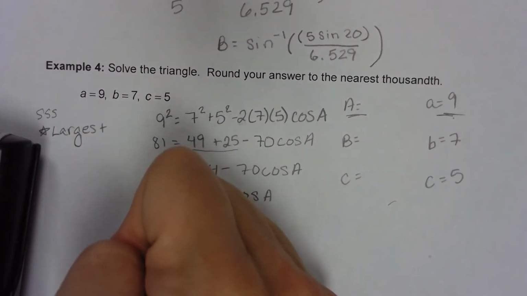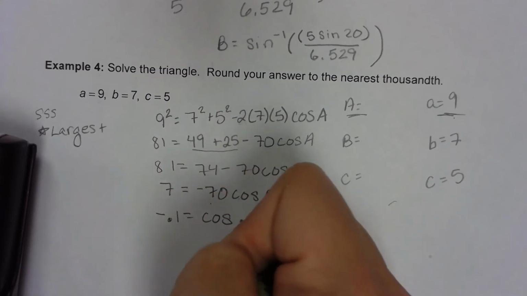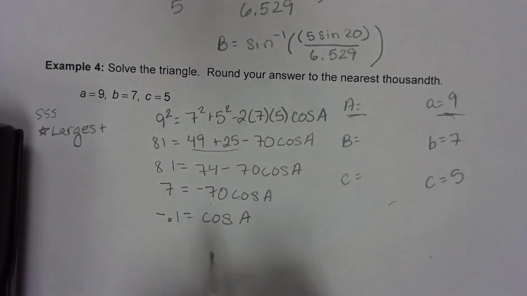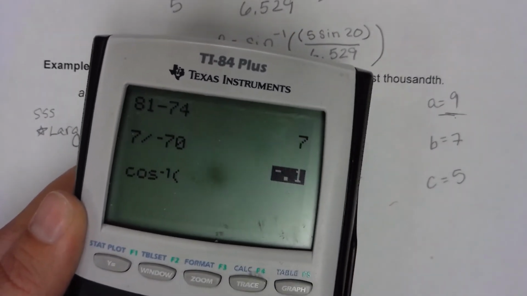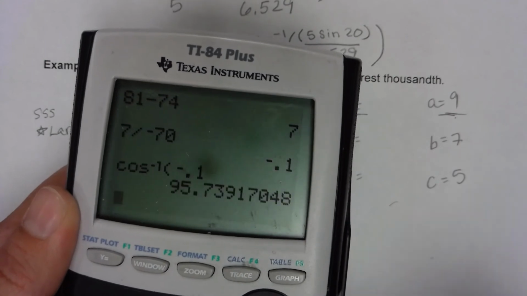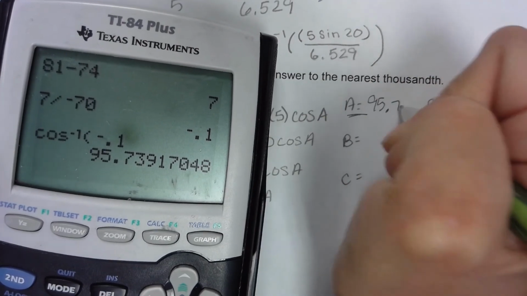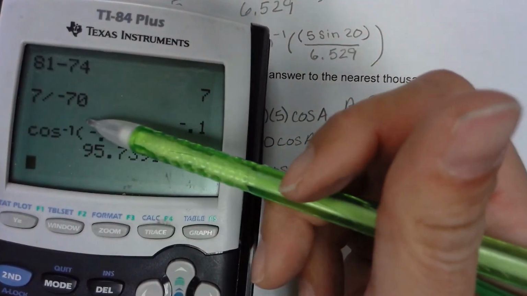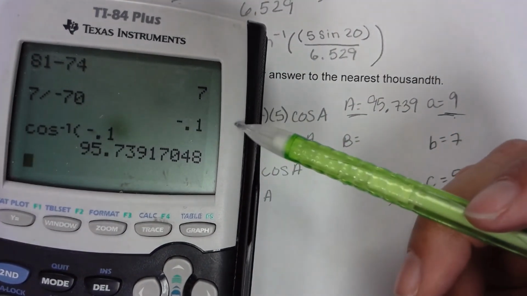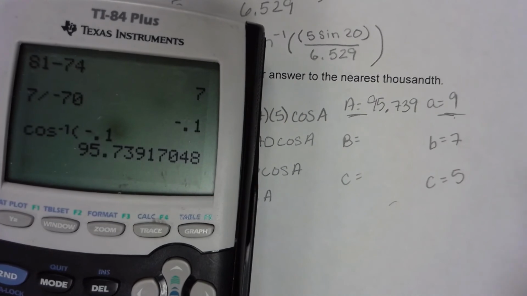So we get negative 0.1. How do we get rid of cosine? Inverse cosine. Alright, so inverse cosine. I'm just going to grab that number. We get 95.739. Now I'm grabbing that number, guys, because in case this was a long decimal, you don't want to round it in the middle of a problem. So just grab it if it's a decimal. Okay.